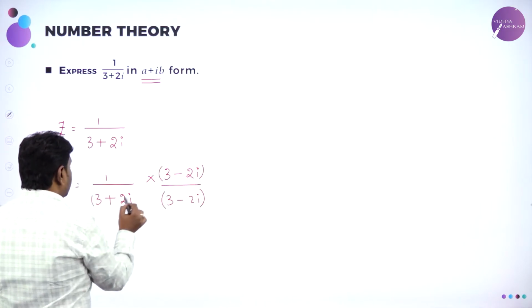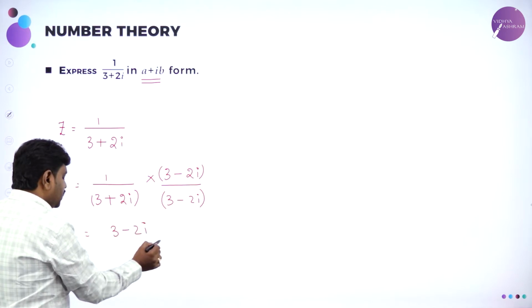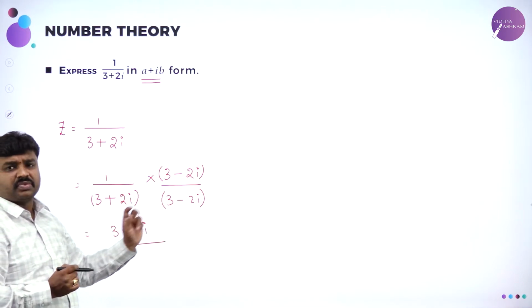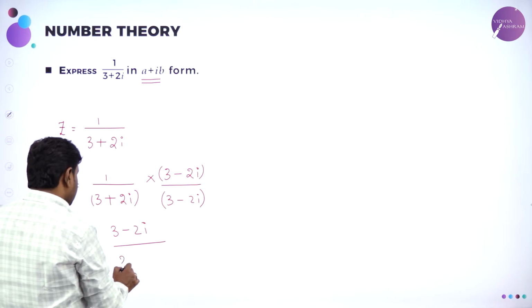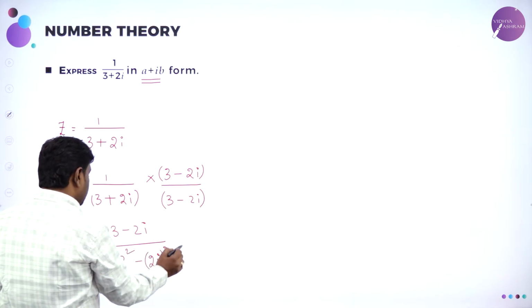Now the numerator: 1 into 3 minus 2i is 3 minus 2i. Denominator: (a plus b) into (a minus b). (a plus b) into (a minus b) is what? a square minus b square. So 3 square minus (2i) the whole square.